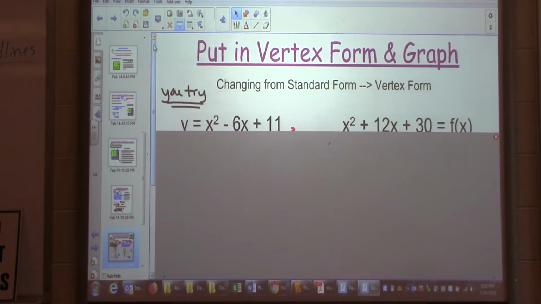How's it going, guys? So, complete the square and then graph it. You're welcome. Make sure your garbage gets in the trash, please.